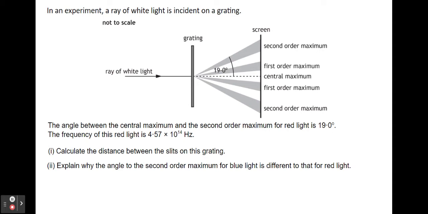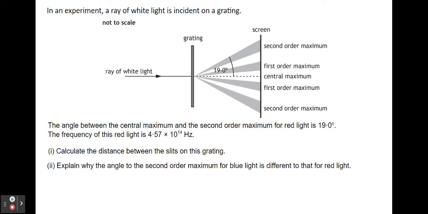So here's an example using white light. In an experiment, a ray of white light is incident on a grating. And we can see the white light coming in from the left, hitting the grating, and then creating this interference pattern on the screen on the far right. And the center maximum along the dotted line would be white, and then the first order maximum and then second order maximum are spectra. It says the angle between the center maximum and the second order maximum for red light is 19 degrees. The frequency of this red light is 4.57 times 10 to the power 14 hertz.